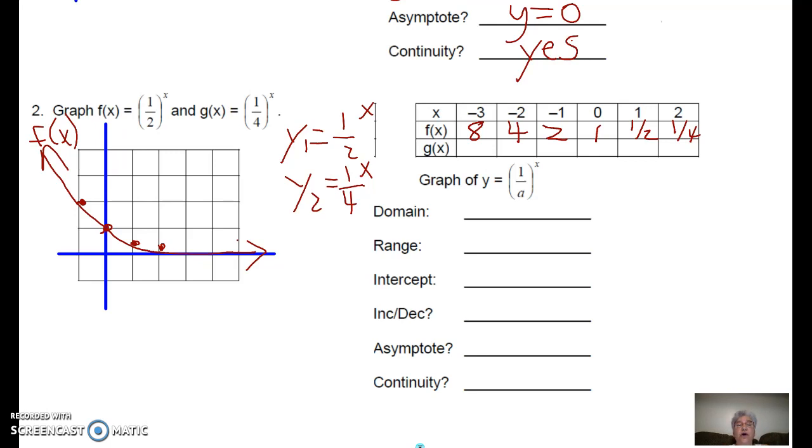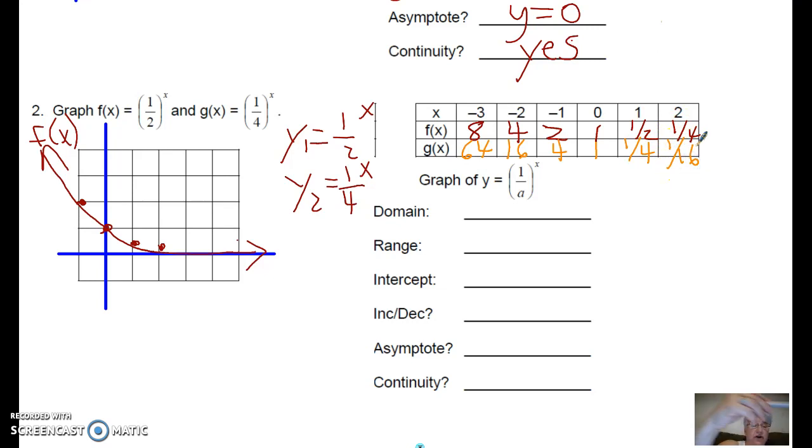So g of x is 1/4 raised to the x power. If I have 1/4 raised to the -3rd, it's the same thing as saying 4 raised to the 3rd power, so that's going to be 64. Then I'm going to have 16, because 1/4 raised to the -2 is 4 squared. 1/4 raised to the -1 is going to be 4. Anything, including 1/4 raised to the 0, is 1. 1/4 raised to the 1 power is 1/4. 1/4 raised to the second power is going to be 1/16.